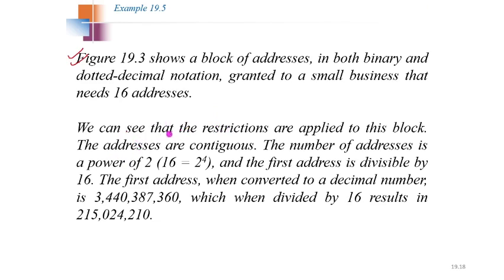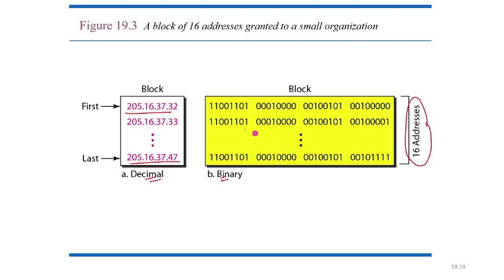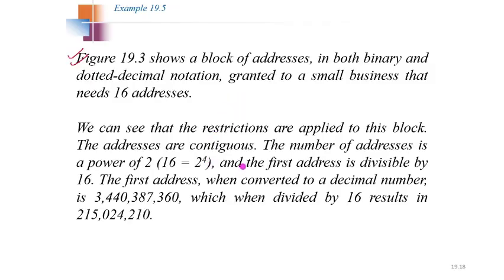Here we need to check whether it is classless addressing or not. To find that out, we can see that the restrictions are applied to this block. Addresses are contiguous: the first address is 32, the second is 33, likewise 34, 35, up to 47. So 32 to 47 comes out to 16 addresses. Also, the total of 16 addresses is 2 to the power 4. So the total number of addresses is a power of 2.